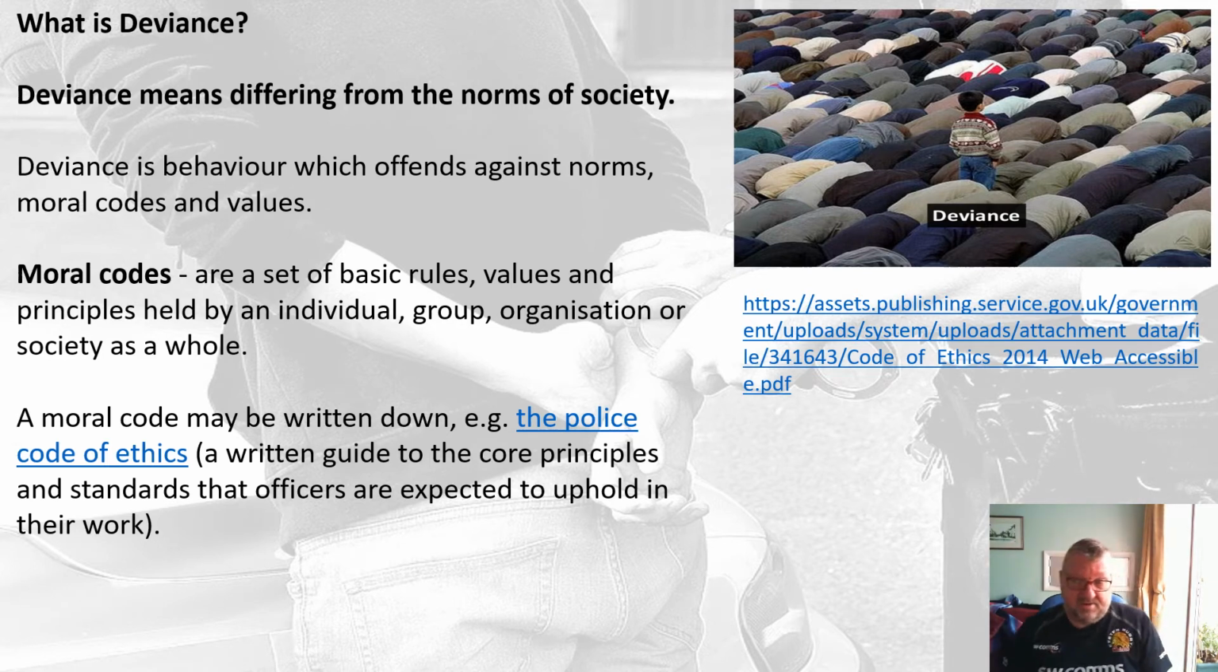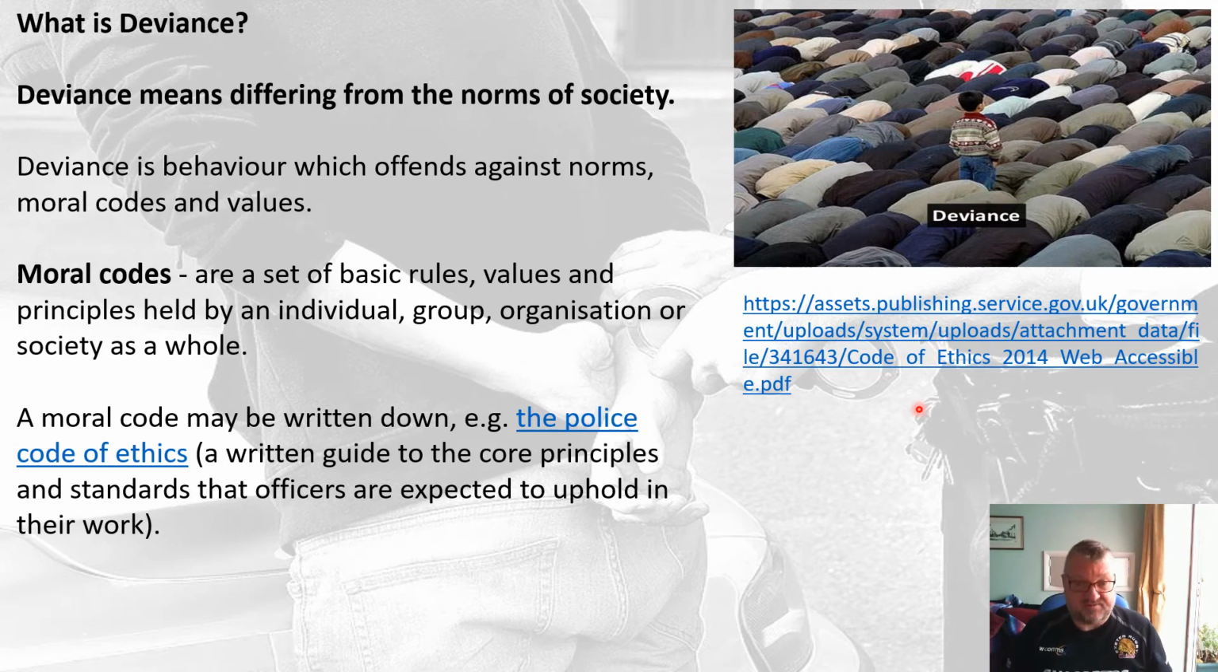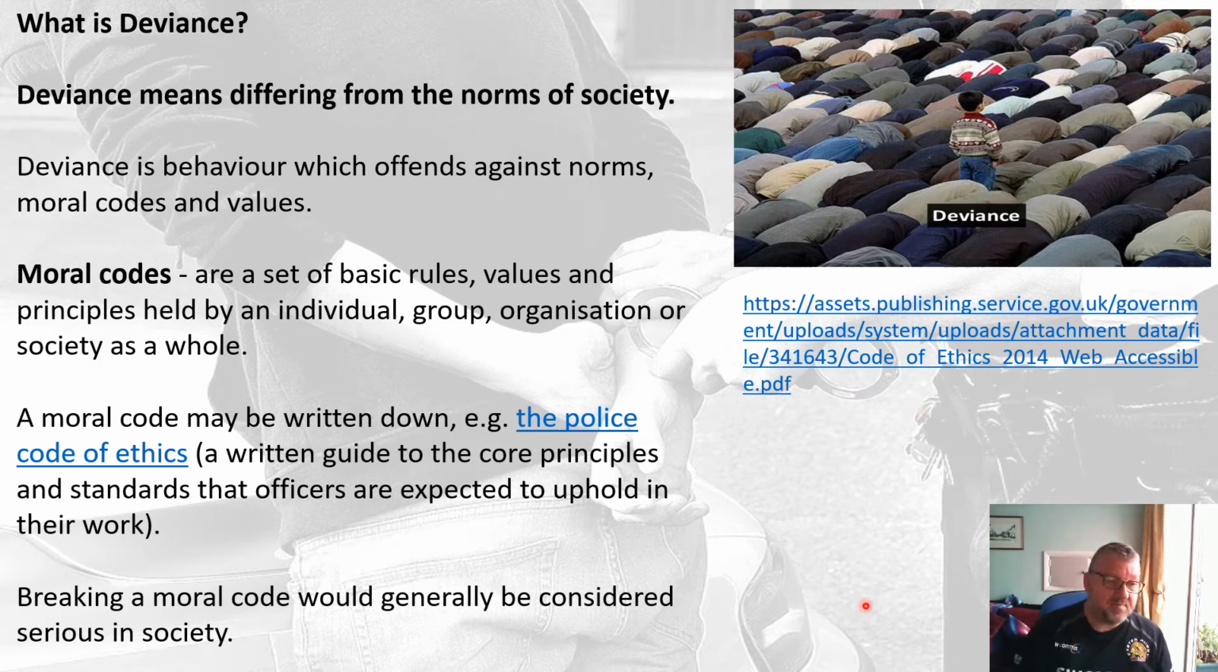A moral code may be written down, such as the Police Code of Ethics, a written guide to the core principles and standards that the police are expected to uphold in their work. If you want to see that in more detail, you can click on the link that I have supplied. Obviously, if you're watching this on YouTube, you'll have to copy the link, but that gives you a link through to the Police Code of Ethics. There are a number of different things that they are expected to adhere to, so it's worth a look. So there's an example of a moral code. And breaking a moral code in general would be considered serious within the society that the code relates to.